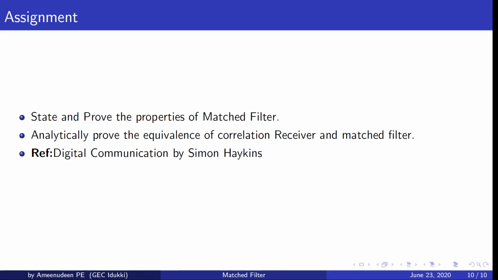So we have studied in the last lecture that this correlation receiver is optimum for passband data transmission. So there is an equivalence between this correlation receiver and matched filter. So you have to do the derivation, that is small derivation. For both these questions you can refer the Digital Communication by Simon Haykin, the textbook. So chapter 4 you will have this matched filter.